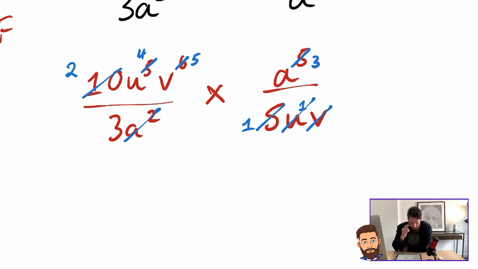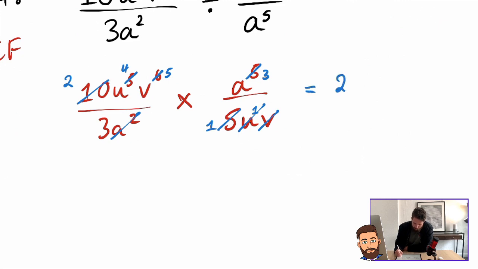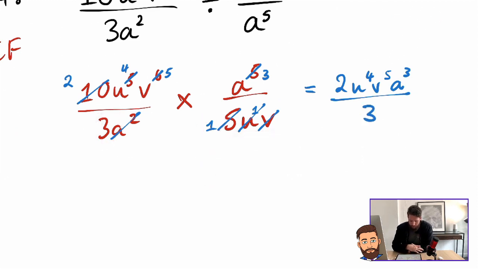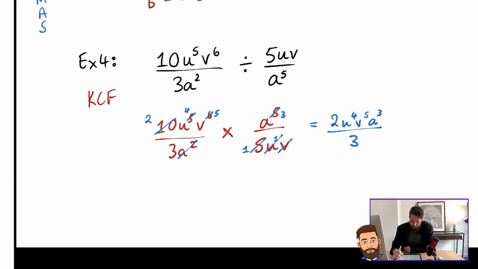So what does this mean I need to do? I need to do 2 u to the 4 v to the 5 times by a to the 3. So that would just give me 2u4 v to the power 5 times by a cubed. So I'll just write it all together, because remember, when you put things next to each other in algebra, it means that we're multiplying them. Over 3 times 1 is 3, and then we cancelled everything else, so it's just 3. The only thing we have on the bottom is 3, and that would be my final answer. Nothing else can be cancelled there.